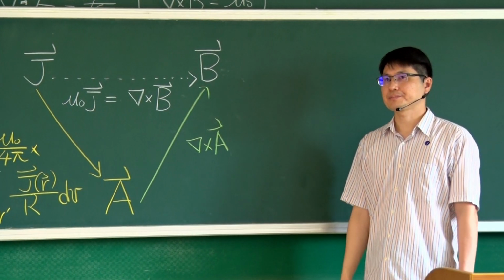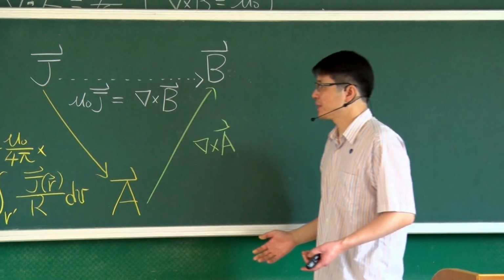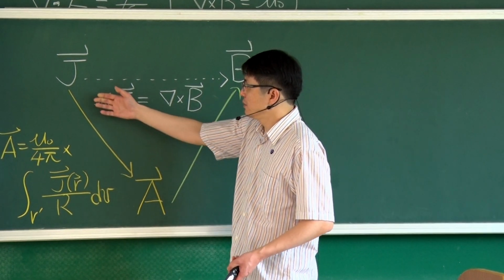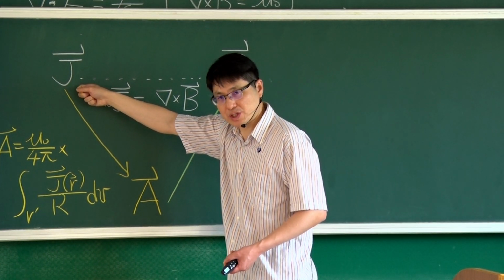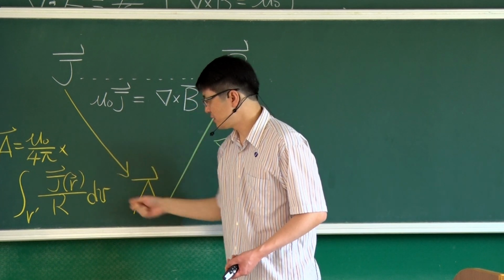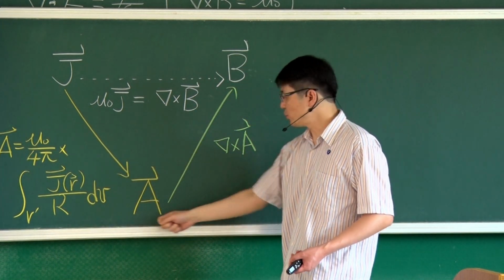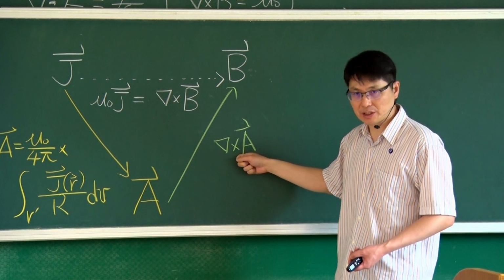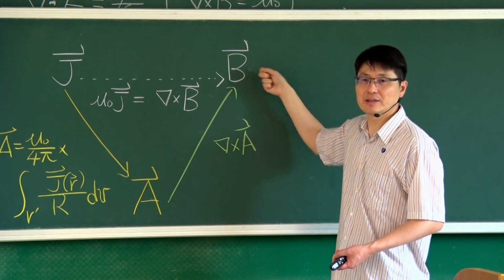Right? You should be excited because given any current density distribution, we now can calculate A. Once A is calculated, we only have to perform its curl to arrive at B.